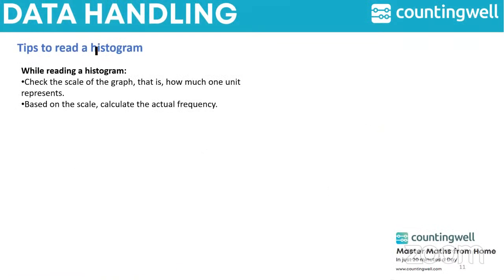Now let us see the tips to read a histogram. You have to check the scale of the graph. It means you have to check how much one unit represents, and then based on the scale you have to calculate the actual frequency. For example, if 1 unit equals 1 student and the bar represents 5 units, it represents 5 students. If 1 unit is equal to 5 students and the height of the bar is 5, then the actual frequency will be 5 into 5, which is 25 students.